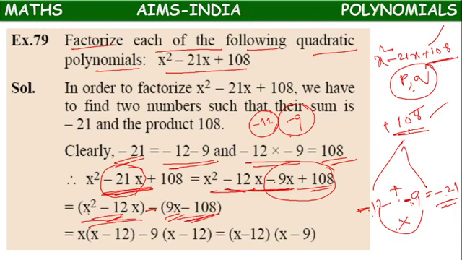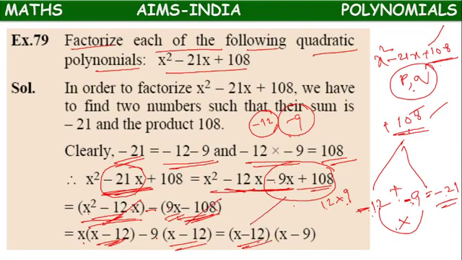In the first two, x is common: x minus 12. In the next two, 9 is common, because 108 means what? 12 into 9. If we take 9 common, 12 will be remaining: x minus 12. Again, x minus 12, x minus 12.